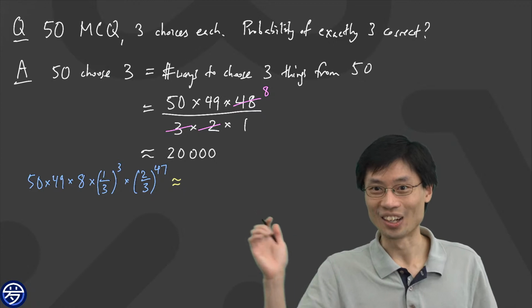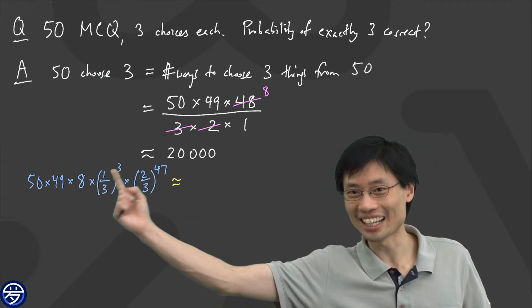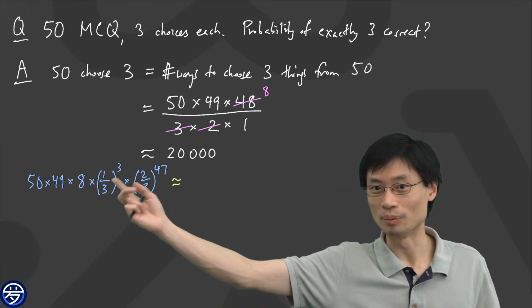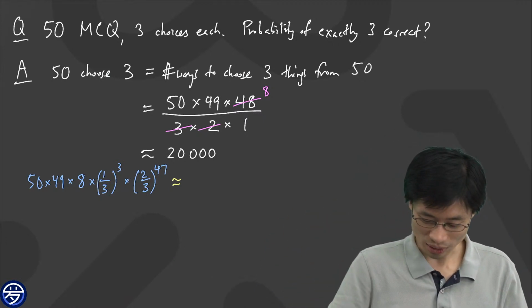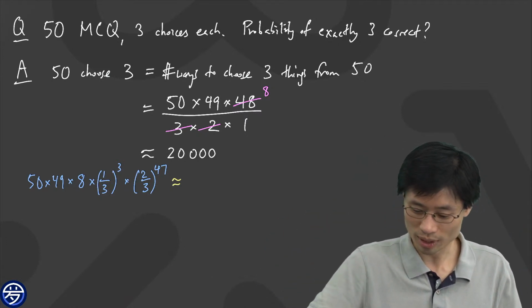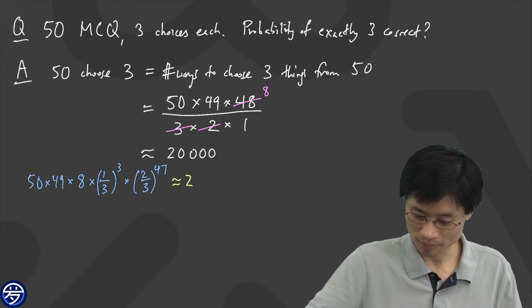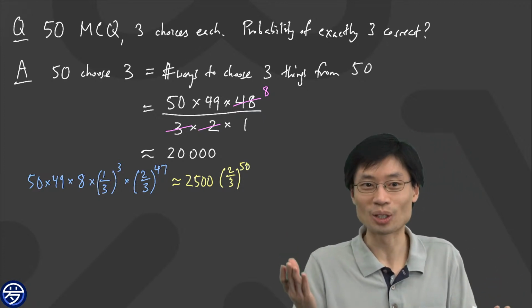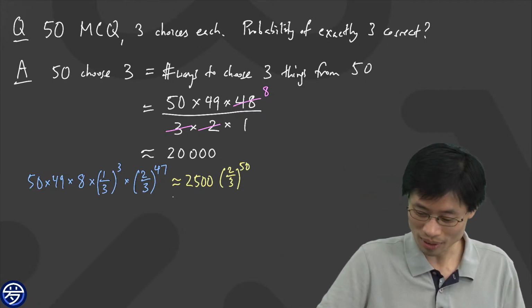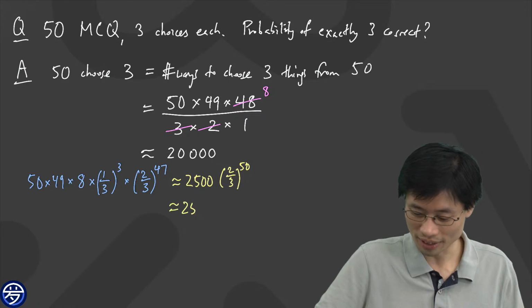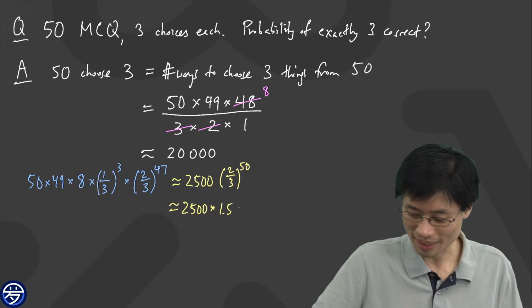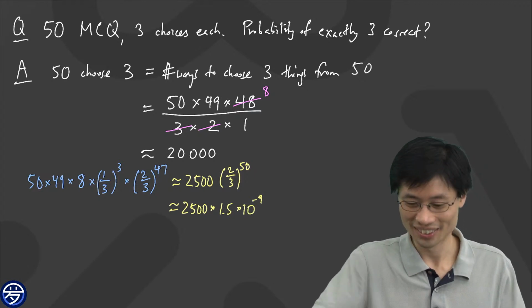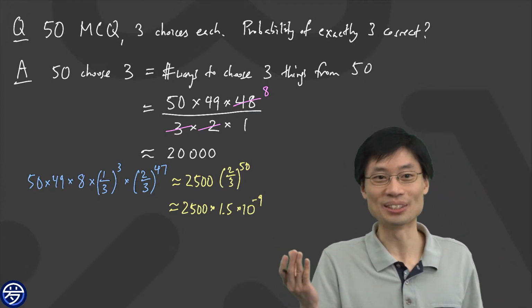Okay? And now I'm going to take the 8 and throw it into there. Because if I have 1/3 cubed times 8, that's 2/3 cubed. So now I just have 50 times 49, which is about 2,500, times 2/3 to the 50. And I just remember what you told me 2/3 to the 50 was. You told me 2,500 times 2/3 to the 50 was 1.5 times 10 to the power minus 9. I'm cheating. I actually am using what we just did.